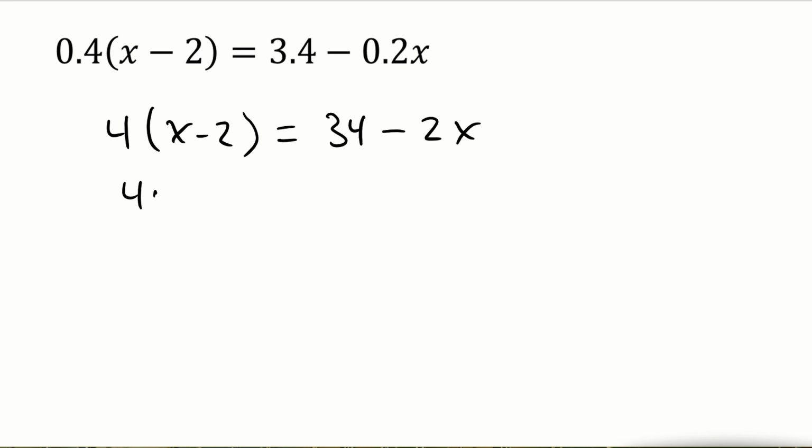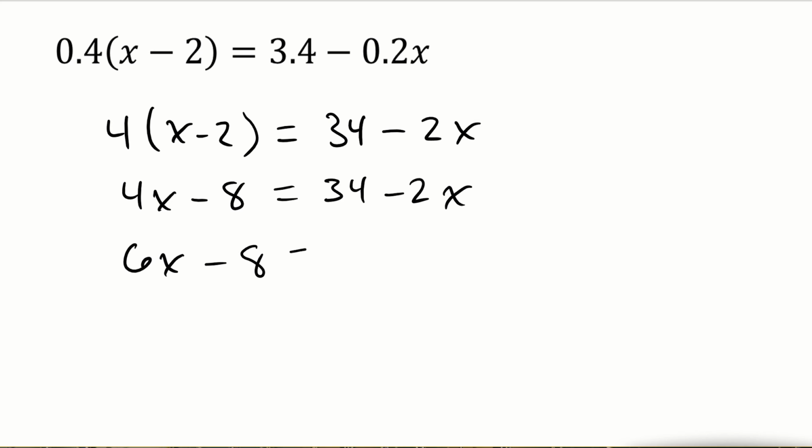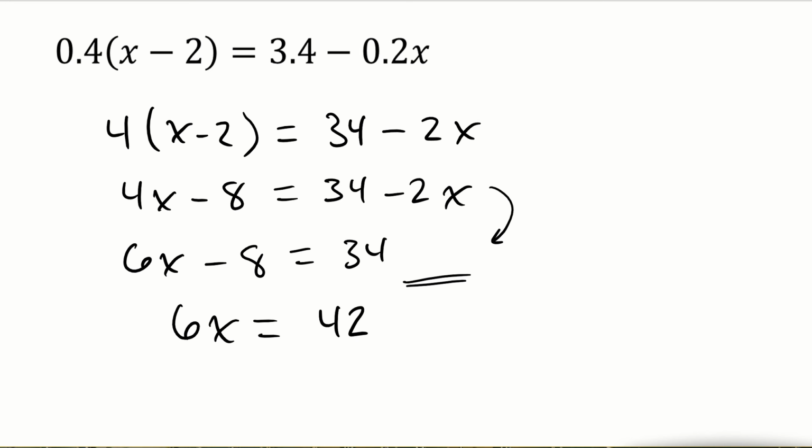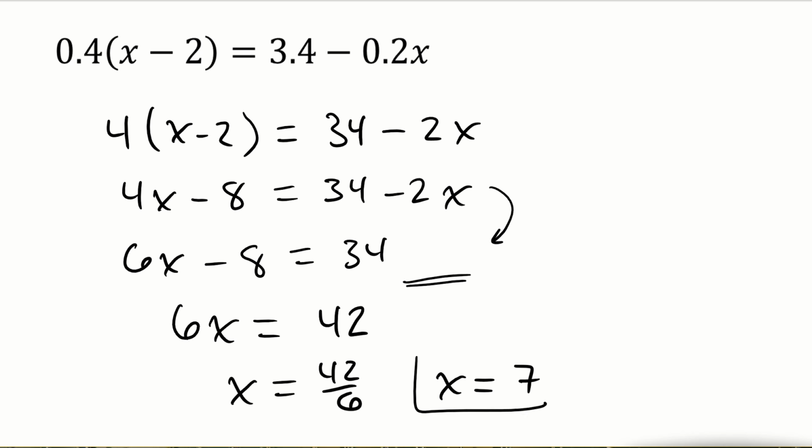I'll rewrite the left-hand side using the distributive property. I'll add 2x to both sides. I'm adding 2x to this side. And you can see I clearly added 2x to this side because negative 2x plus 2x is going to be no x's. I'll add 8 to both sides, and that will be 42. And then I will divide both sides by 6. And when I do that, I get x is 42/6, or better yet, x is just the number 7.